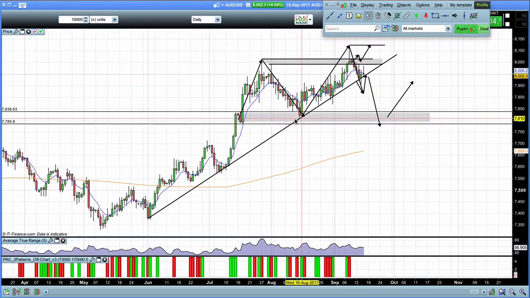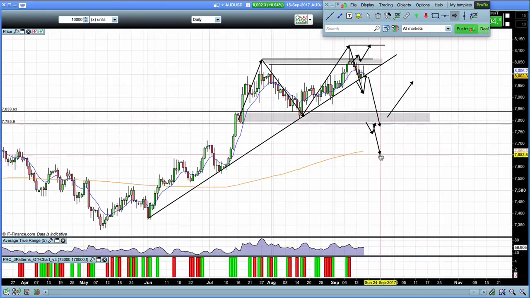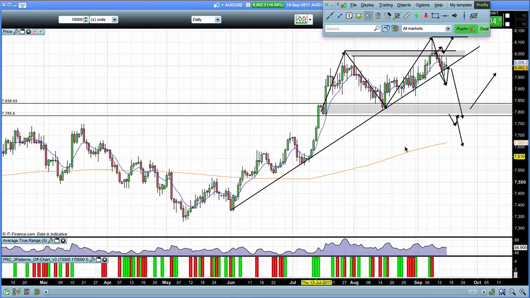If we start to break down below here, so if we break the sloping support line, first of all, it's giving us that clue that potentially we're going to see a movement back down in the medium term to retest these levels. If we start to break down below here, again, support breaking becomes potential resistance. We'd then be looking for that move down, stronger movement down.